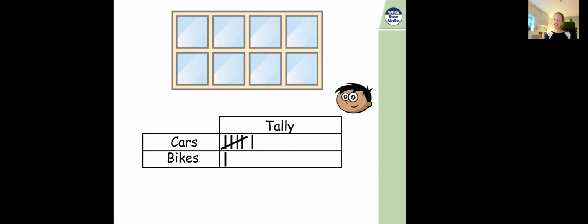So that's what making a tally chart is all about. You're taking note of various things and putting that information, putting that data into a chart to represent it.